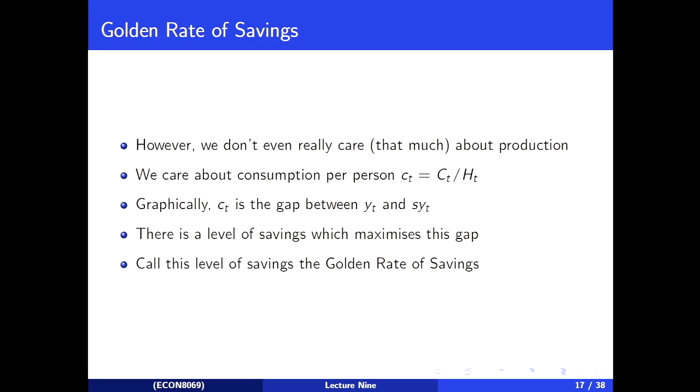And so just eyeballing it, I reckon it'll be where these are parallel, so it'll be about here. It's going to maximize the gap between output and depreciation. And so I'm going to call it CG actually, for the golden rate, which means this here is S sub G times YT. It's the golden rate of savings.